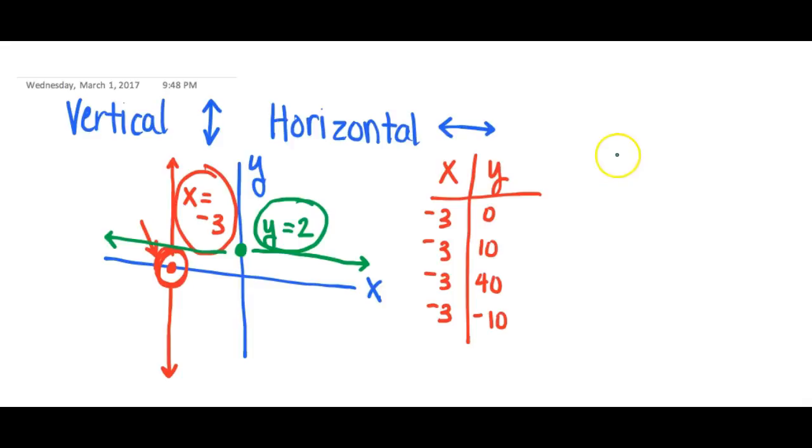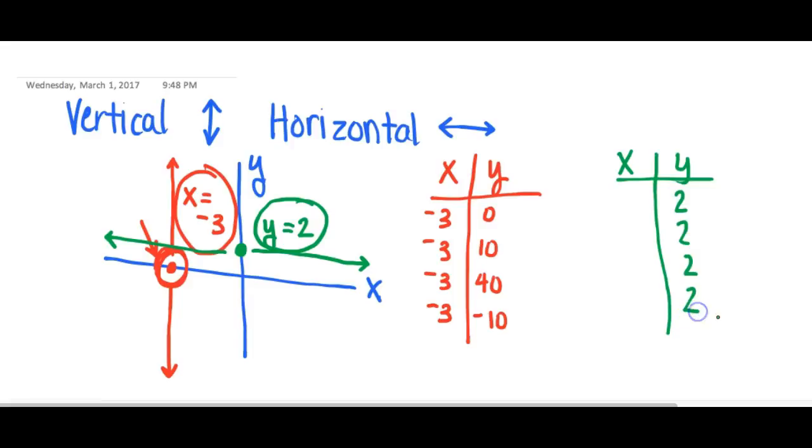The green one, though, if I broke it down into a table, y would always be whatever that value is, which is 2. So let me just fill that in for us really quick. We can put anything we want in for x at this point. So it could be -7, it could be 0, it could be 4, it could be 8. It doesn't matter as long as the y is a 2.